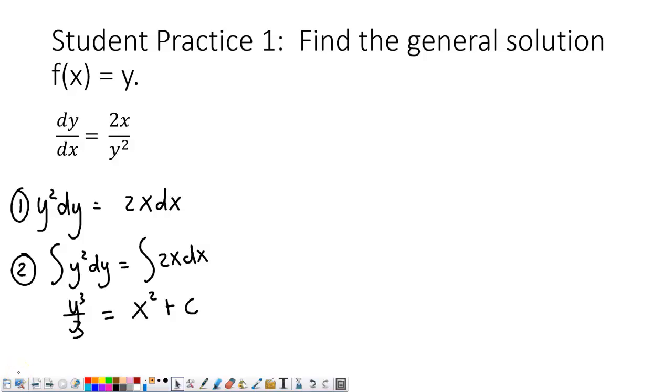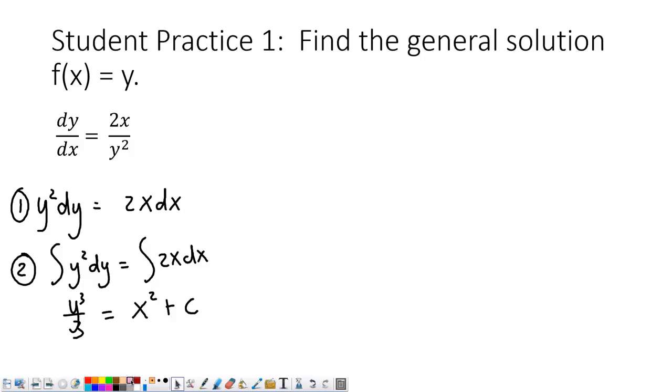So I only wrote down the first 2 steps. Once again, we're not going to do step 3. We're not going to find the initial condition and plug it in to find C. And then we have step 4, which is the different step where it's not always the same. So let's see if you did it right.